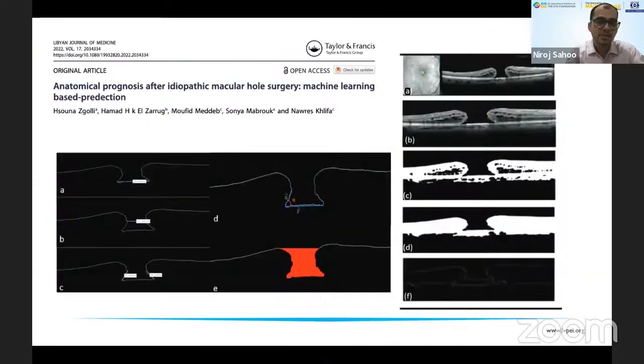No presentation will be complete without a mention of machine learning and AI. This paper nicely showed how they used AI to measure the different indices, including the diameters and the angles, and it was as accurate as manual measurement.